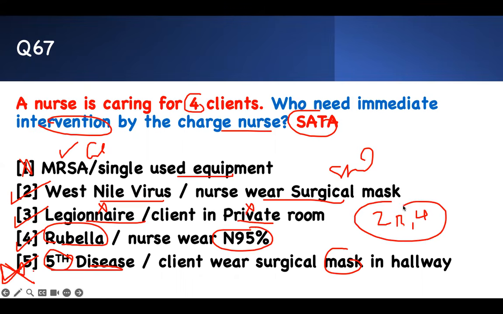The question asks who needs to intervene immediately. West Nile is standard, you don't need to wear one. Legionnaires is standard, no need for anything. Rubella is droplet, you don't need N95. Fifth disease is droplet, it's fine. MRSA equipment is good.